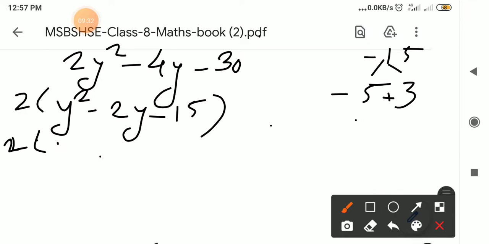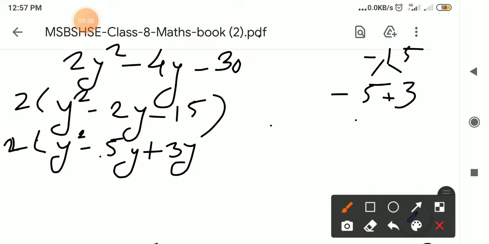So here y square minus 5y plus 3y and minus 15. Write here as it is, and take out y common from this. So y will come here common.